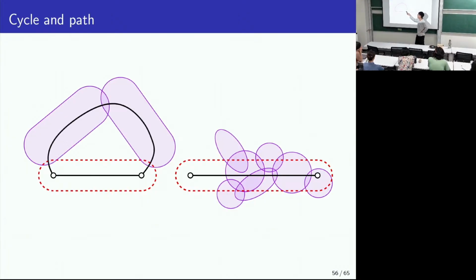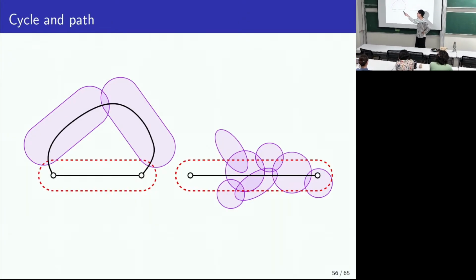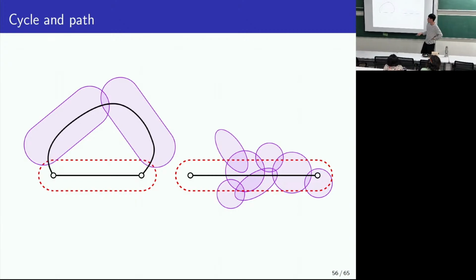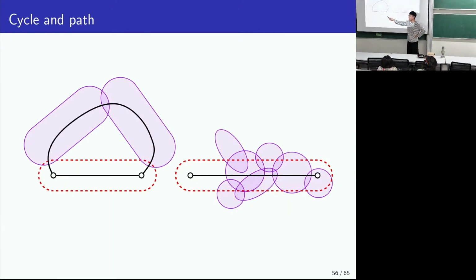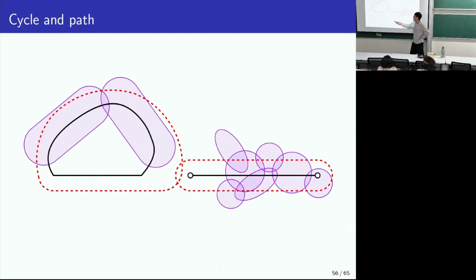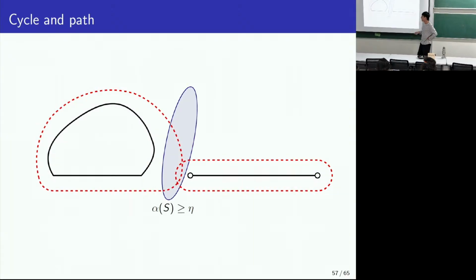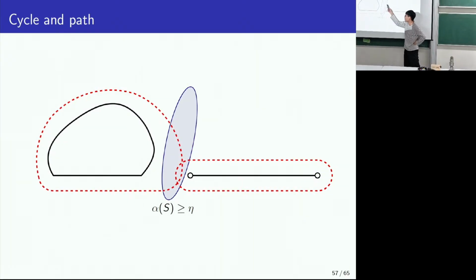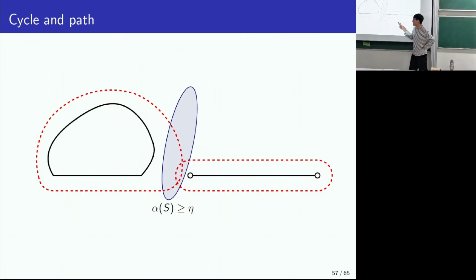And because the bramble elements always intersect, we can find a path from here to here using the inside of bramble elements. Then we have made a cycle, and we can say that this cycle is an induced cycle, and this cycle is not adjacent with the other path here. And by a similar way, we can show that any separator between this cycle and path has large independence number.